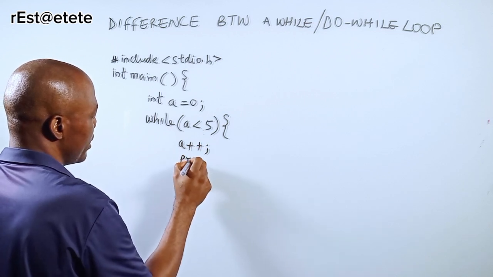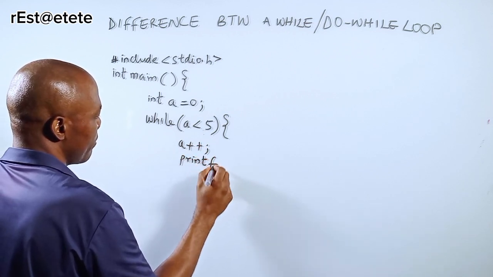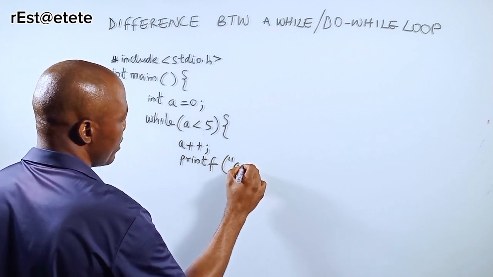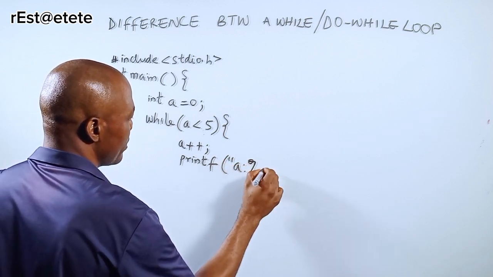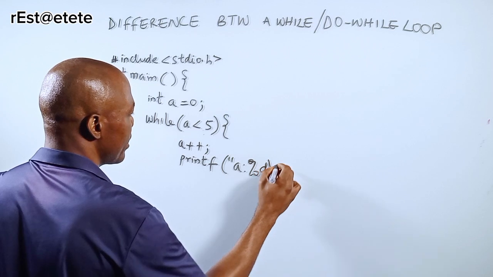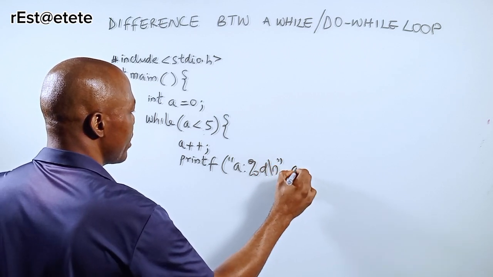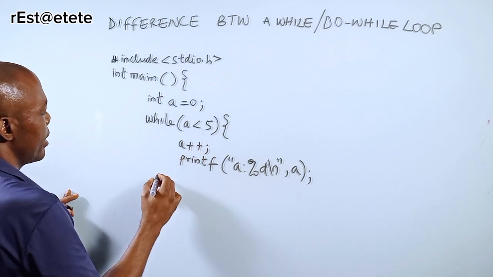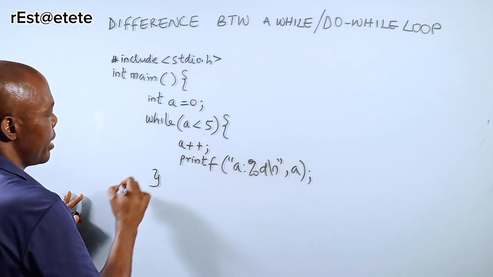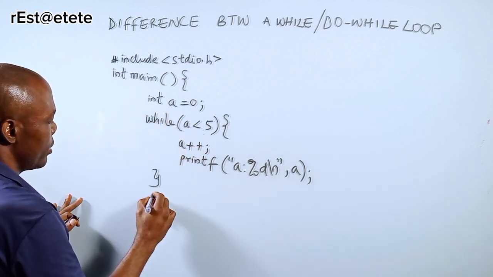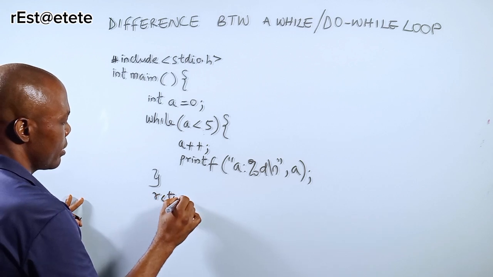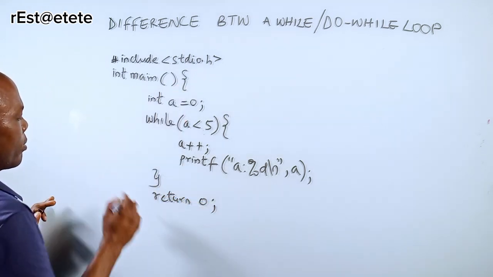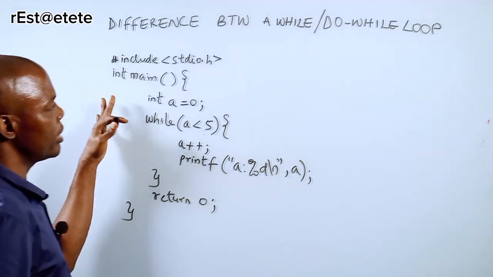Then I will say printf, percentage d slash n, comma a, another statement. Then I will come here and close this. Then I will say return 0. Then I will close this. So this is the while loop.